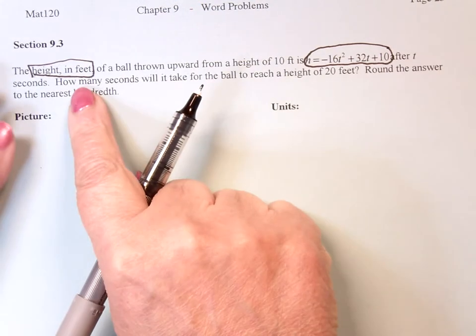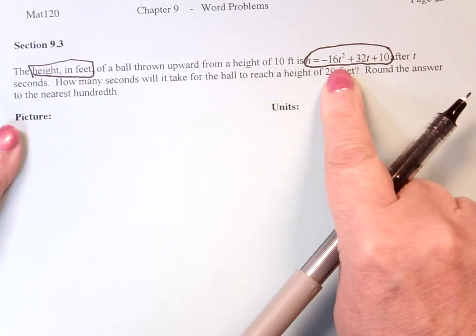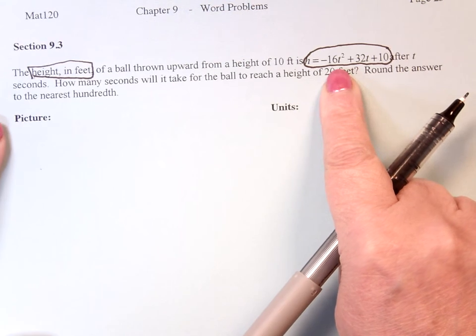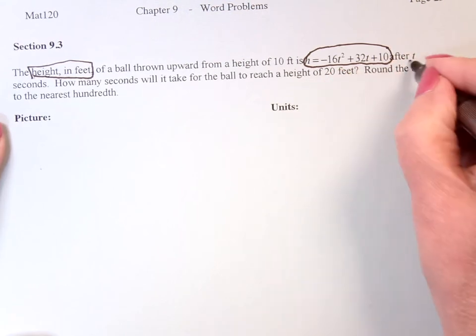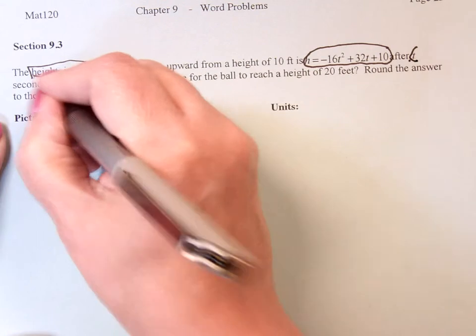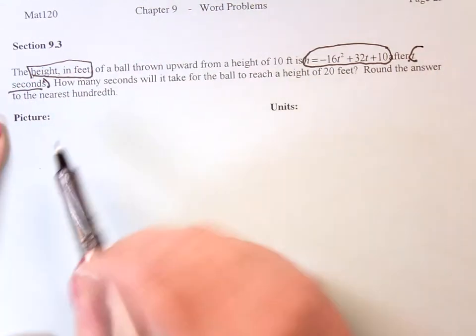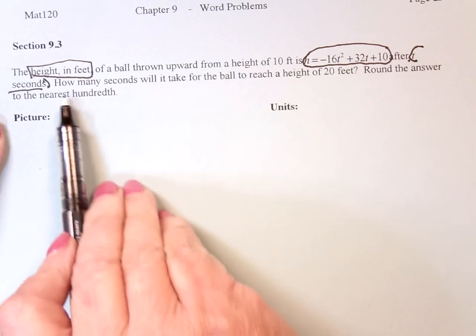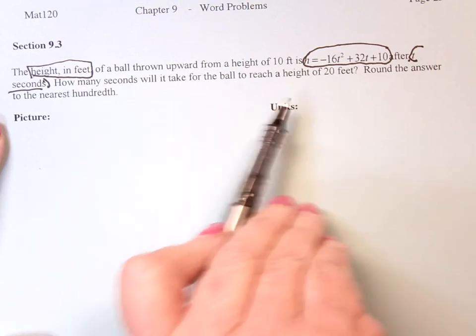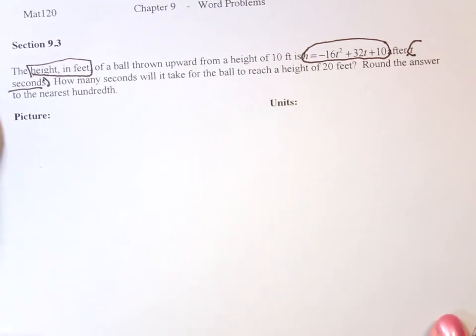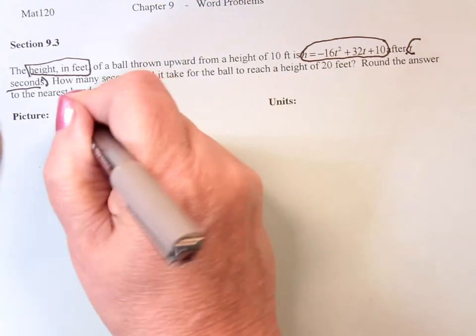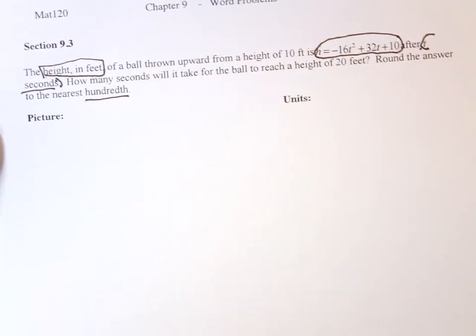So height in feet, a formula. After t seconds, they've now told me that t is in seconds, so I now have my units. How many seconds will it take for the ball to reach a height of 20 feet? But let's just get this, and it says round your answer to the nearest hundredth.